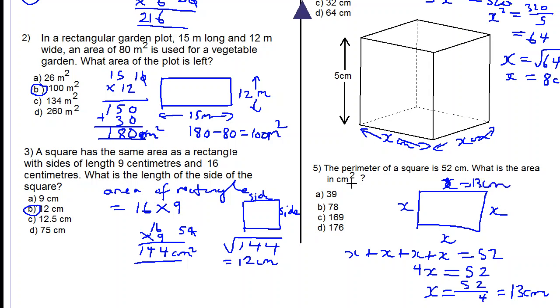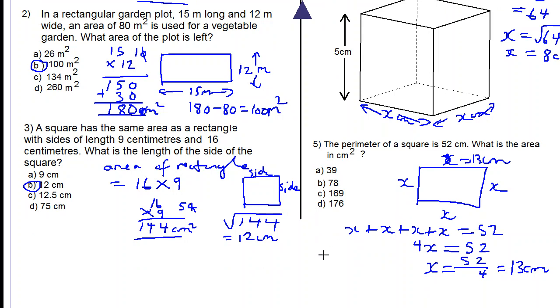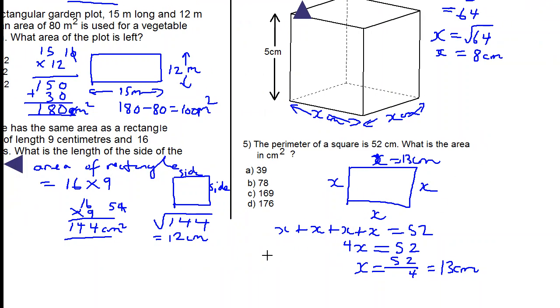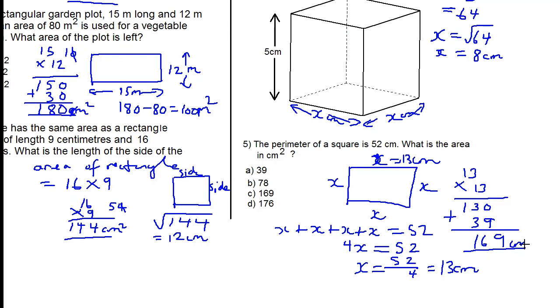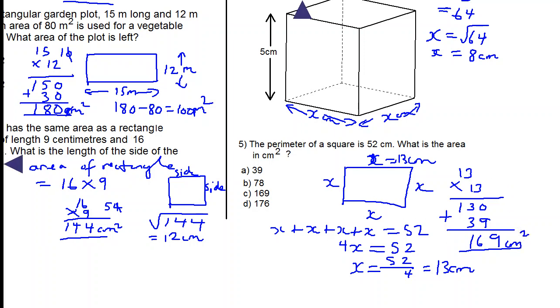But we are now asked to find the area in centimeters squared. And the area of a square is side multiplied by side. So our answer is 13 times 13. And we work this out. 3 threes are 9, 1 three is 3. 9, 6, 1. So we get 169 cm squared. And that is option C. So 5C is our answer.